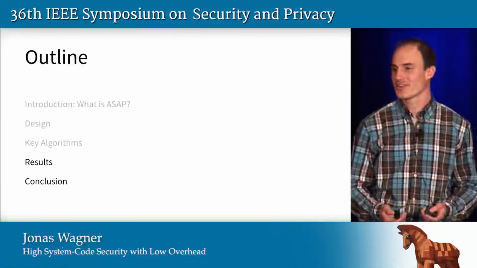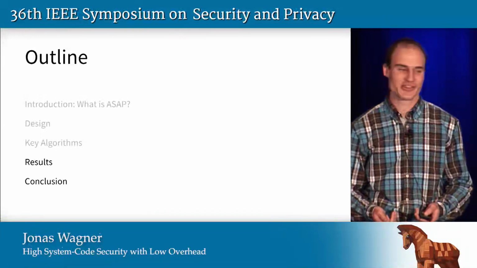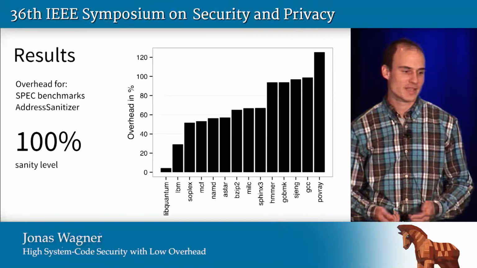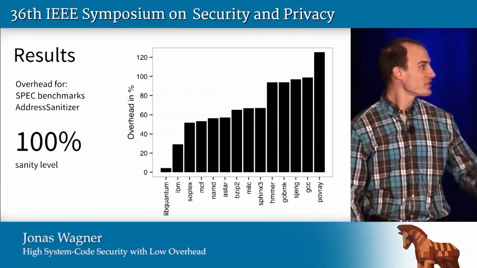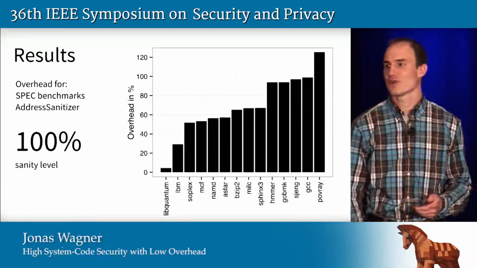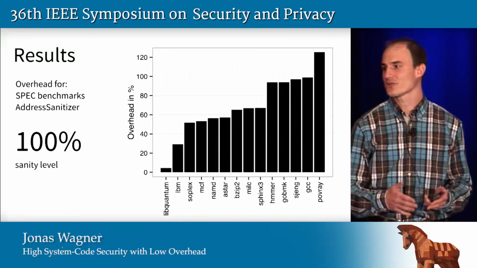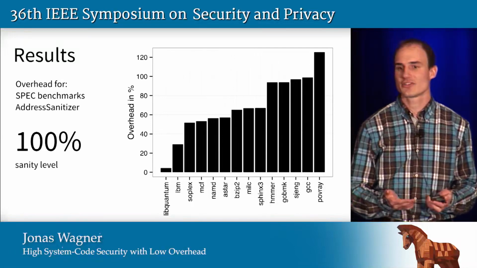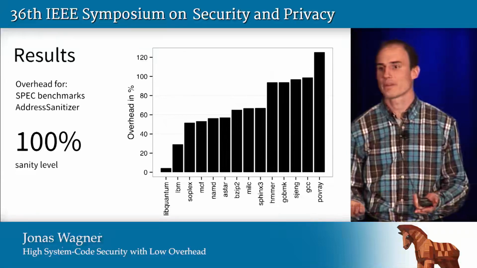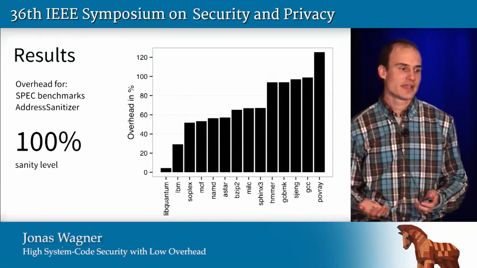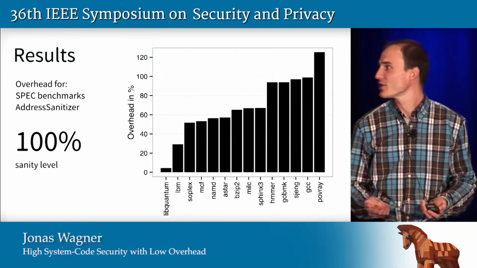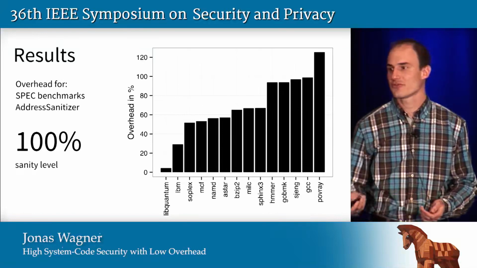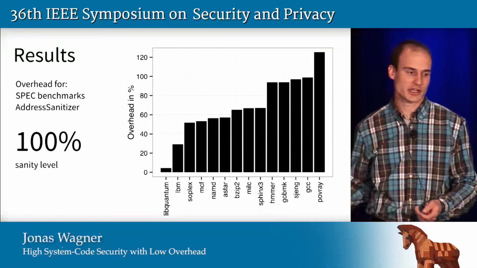Next, as promised, I'll show some more results about ASAP. On this graph, you can see the overhead that we measured on the SPEC benchmarks when adding the sanity checks generated by the AddressSanitizer tool. As you can see, AddressSanitizer has a rather high overhead. It's usually above 50% and sometimes even above 100%.